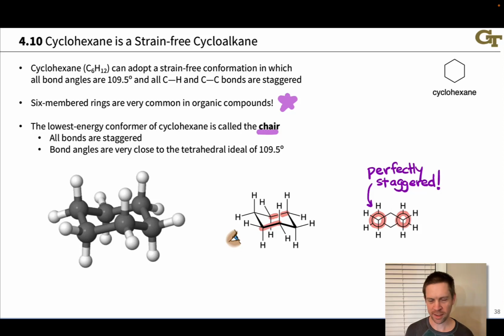Among the small and medium-sized cycloalkanes, cyclohexane is the most stable of the series because it's completely strain-free. It's got CH and CC bonds that are perfectly staggered at 60-degree adjacent dihedral angles, and it's got essentially no angle strain with perfect tetrahedral bond angles between the CC and CH bonds. So cyclohexane is essentially strain-free.